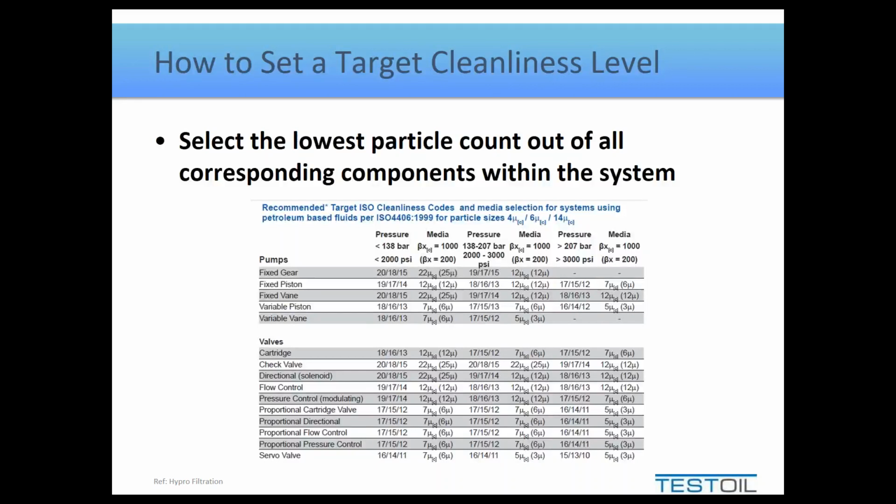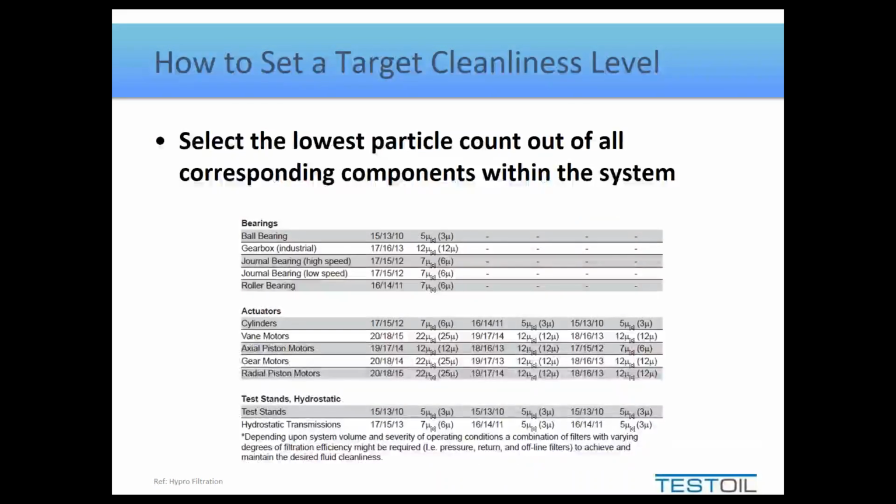Now, I also said it had a journal bearing, which is continued on the next slide here. If you look at journal bearing, that is found in the top table, and it doesn't matter if it's high speed or low speed, and pressure doesn't seem to make a difference. We have a target of 17/15/12, which is higher than the 15/13/10 that we're already discussing, so this number is not relevant. 15/13/10 was the lowest of the three numbers. That is the target for the entire system. And that's how you go about using these tables. It's not based on the type of machine it's coming out of, it's based on the components within the machine and the operating pressure.